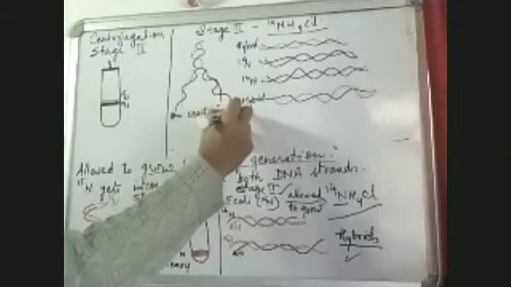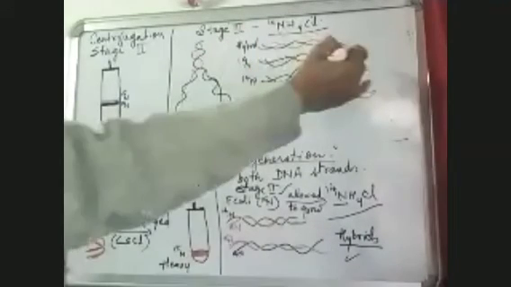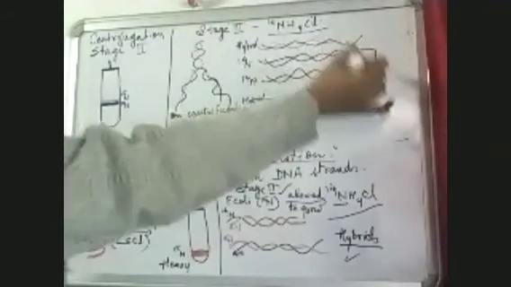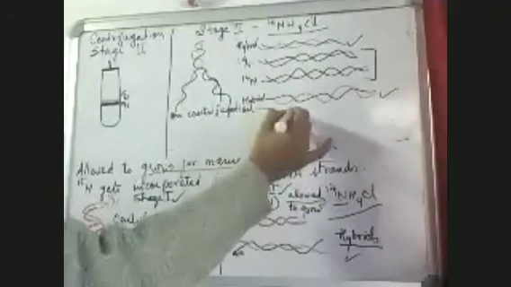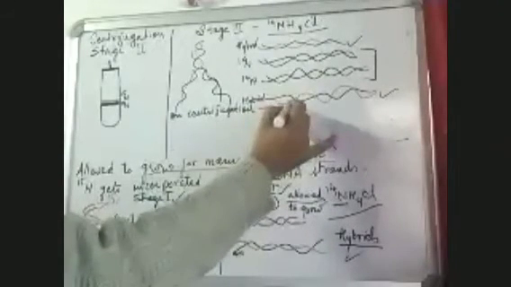Now on centrifugation, when this was centrifuged, in stage 3, what was obtained? Now we have two types. This is one type and this is another type. So in the centrifuge tube, when this was centrifuged, we will get two bands. Two bands were formed. The first band was the hybrid.